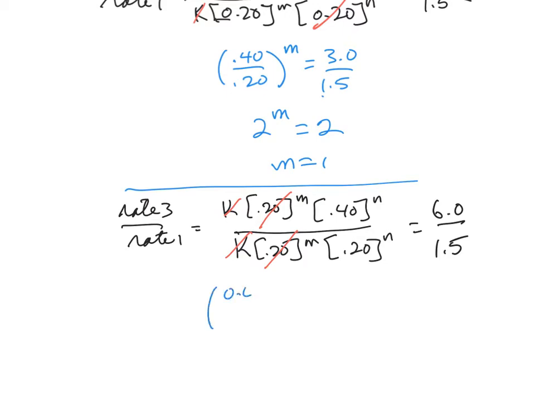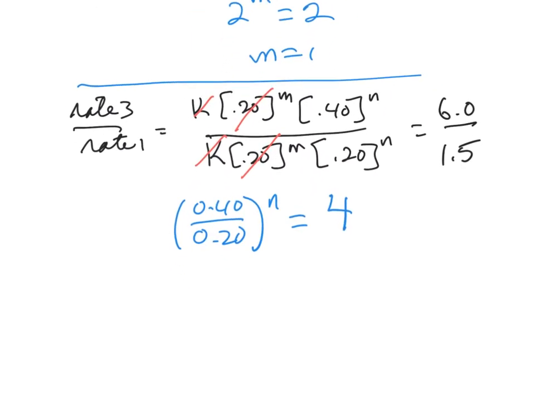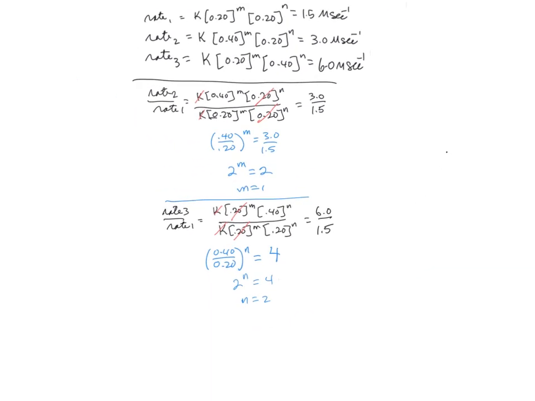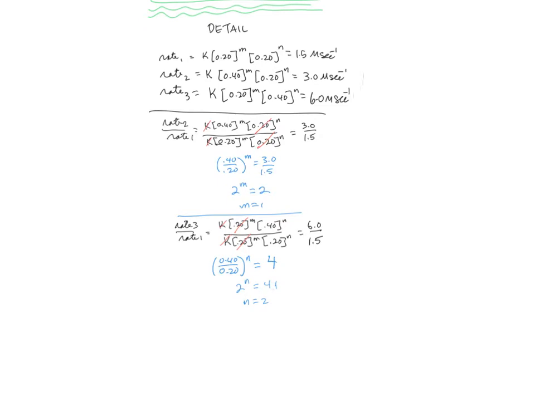So we'll say 0.40 divided by 0.20 raised to the power n is equal to 4. So you've got here 2 raised to the power n is 4, so n is going to be equal to 2. So it's exactly the same result that we got. It's just that it's a little bit more systematic in the approach, I suppose, but it can be longer and a little bit more tedious as well. Okay, so that is the second experiment.